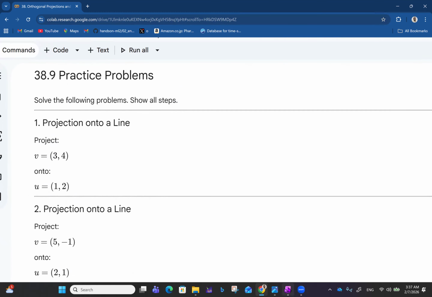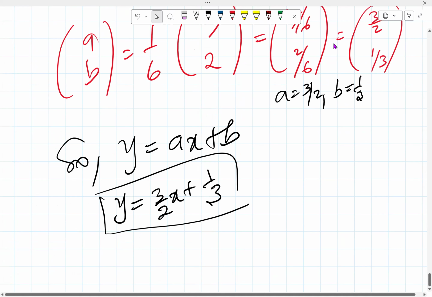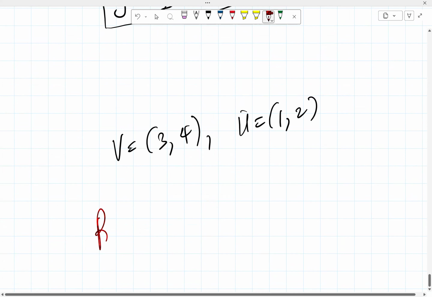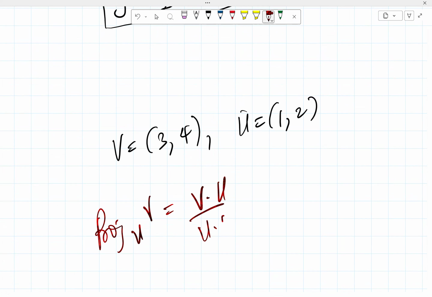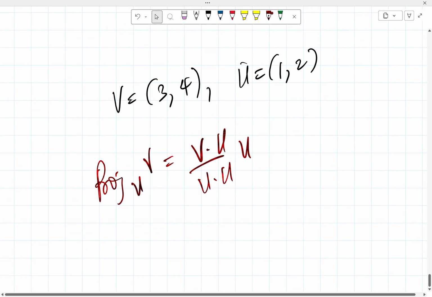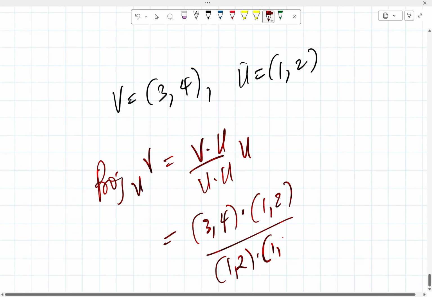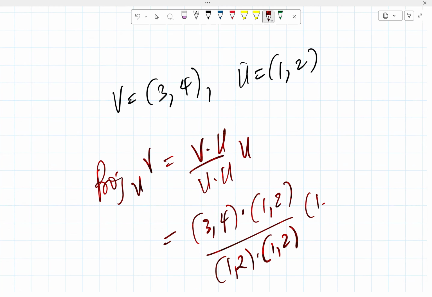So (3, 4) and (1, 2), right? So V is (3, 4), U is (1, 2). So from what we've learned already, we know that the projection of V onto U will just be V dot U all over U dot U multiplied by U. So that means we have V dot U, that's (3, 4) dot (1, 2), all over U dot U, that's (1, 2) dot (1, 2), then (1, 2) again.